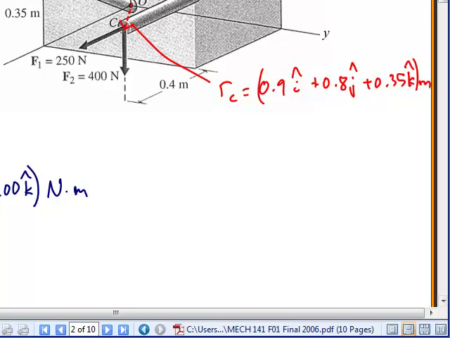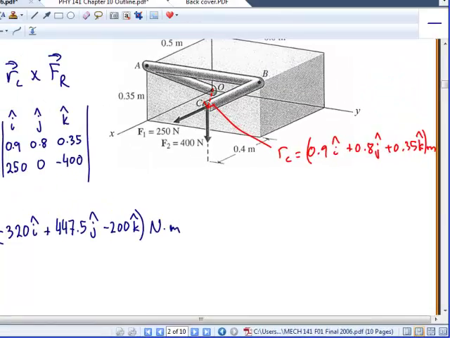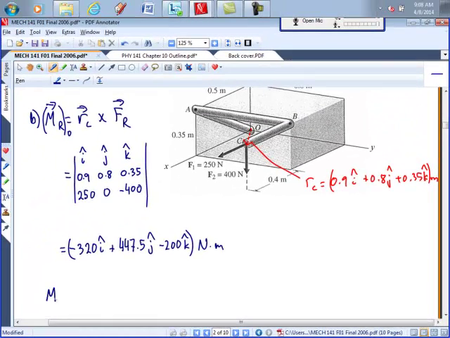So the parallel component will do basically a projection. So MR parallel. How are we going to find the projection of the resultant moment onto the force vector? Right, we're going to do the dot product MRO dot FR.